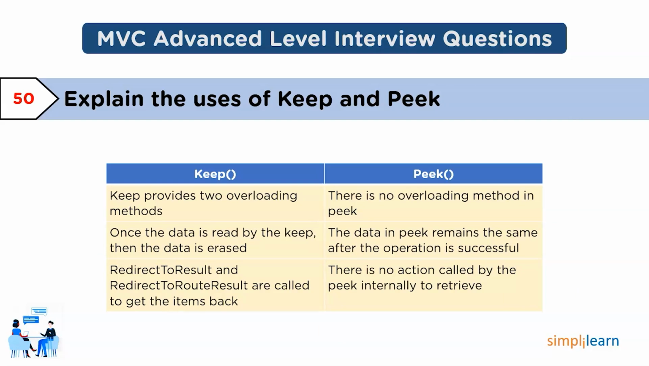Once the data is read by keep, then the data is erased. The data in peek remains the same after the operation is successful. In keep, redirect to result and redirect to route result are called to get the items back. In peek, there is no action called by peek internally to retrieve.